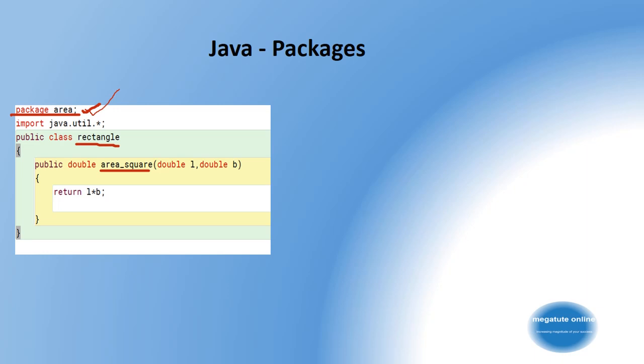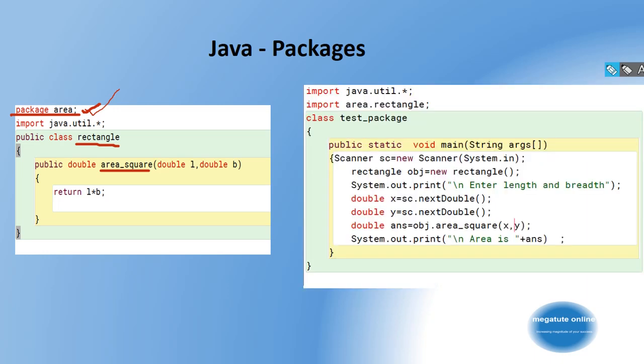Let me show that also here, so then we will understand it better. Right, so this is a class. Now you see here we have imported a statement, area.rectangle. That means this particular class, test package, which is a normal class like we use in a normal program, is connected to this area package, and inside that area package it is only connected to the rectangle class.